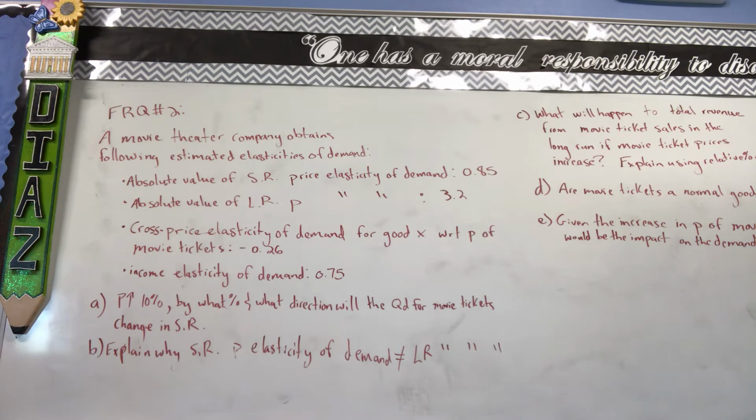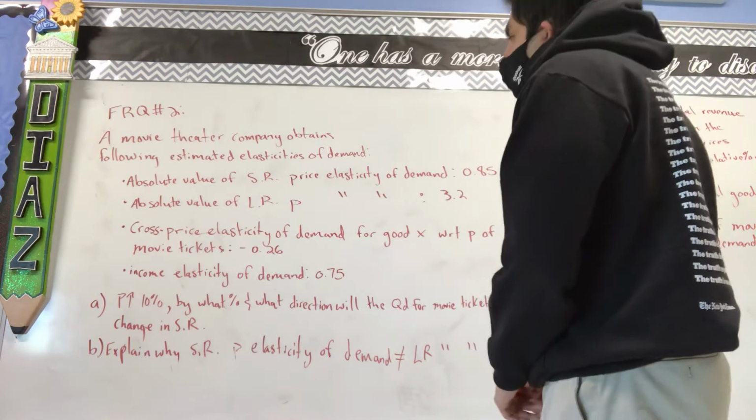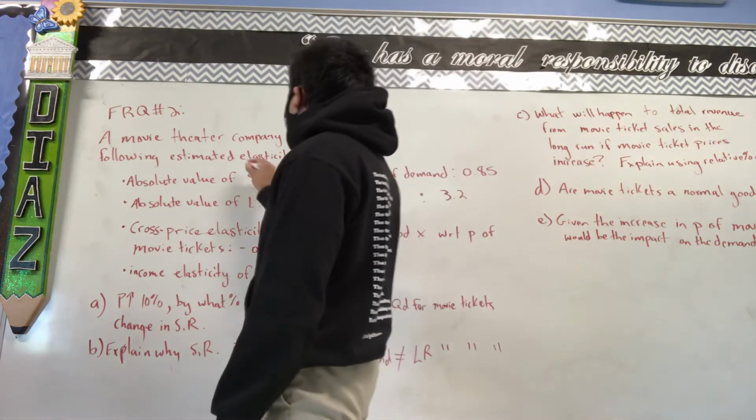So this FRQ is probably really easy for you if you had memorized the formulas. If you didn't have memorized the formulas, it was probably rather difficult for you. And so let's go ahead and read it. A movie theater company obtains the following estimated elasticities of demand.